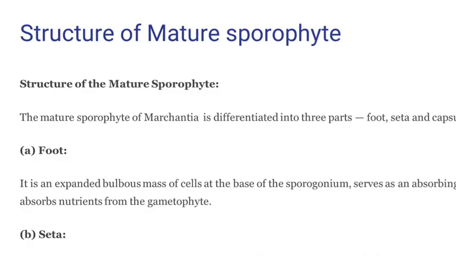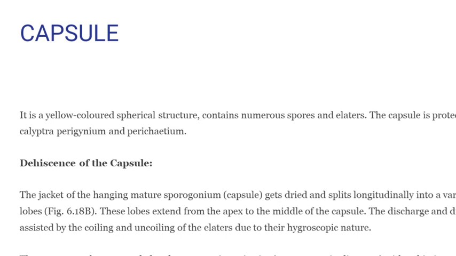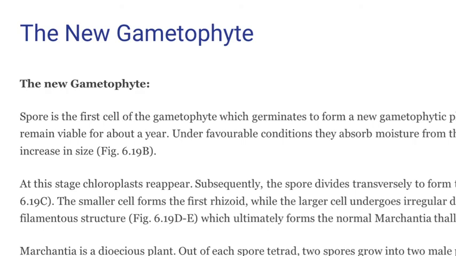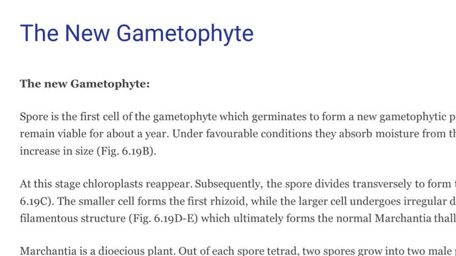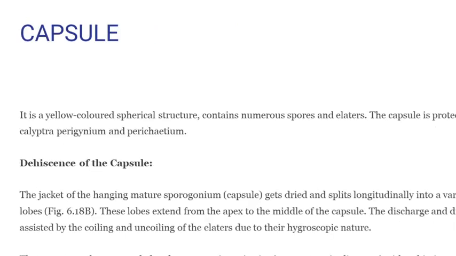The third main part is the capsule. The jacket of the hanging mature sporangium, the sporogonium, gets dried and splits longitudinally into a variable number of longitudinal lobes. These lobes extend from the apex to the middle of the capsule. The capsule is a yellow-colored spherical structure that contains numerous spores and elaters. The capsule is protected by the three coverings: calyptra, perigynium and perichaetium.